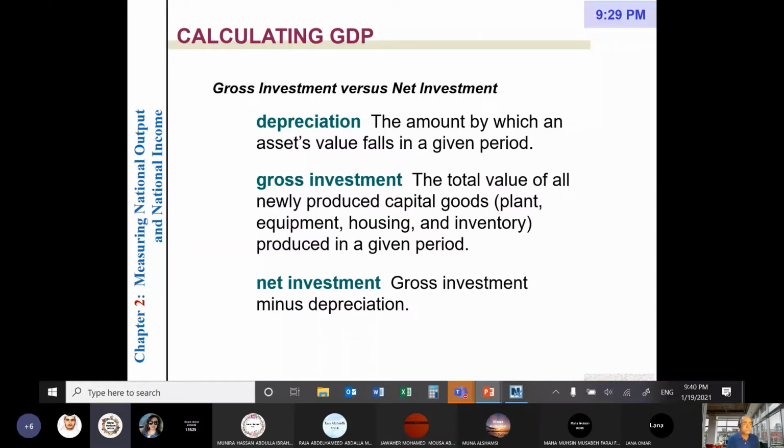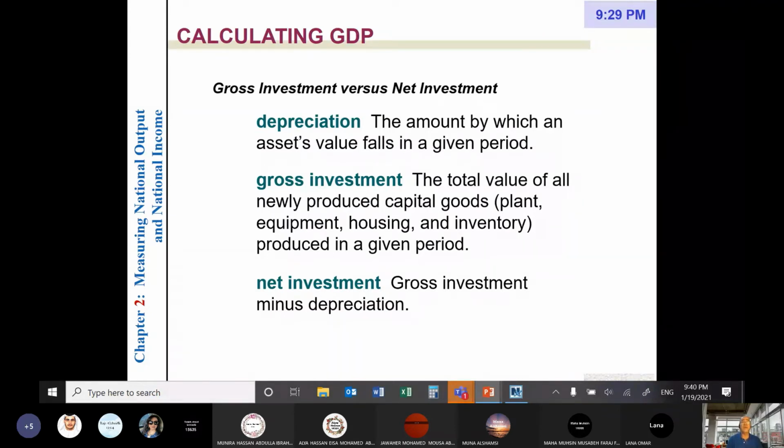Depreciation: the amount by which an asset value falls in a given period. See here. Assume I bought a new car worth 100,000 dirhams. What do you expect its value after 1 year, more than 100,000 or less? It will be less. Why? Because the car is depreciated physically by usage, and technologically it becomes old fashioned. So this is called depreciation.